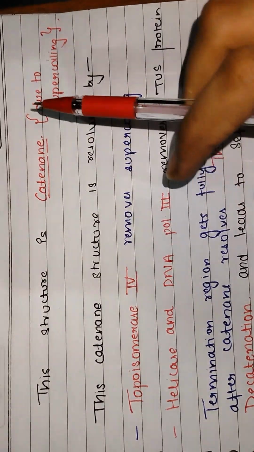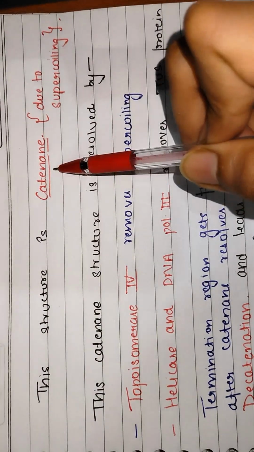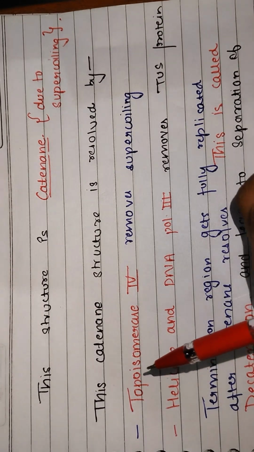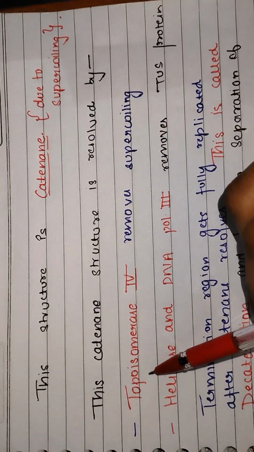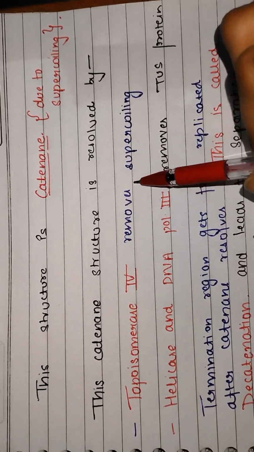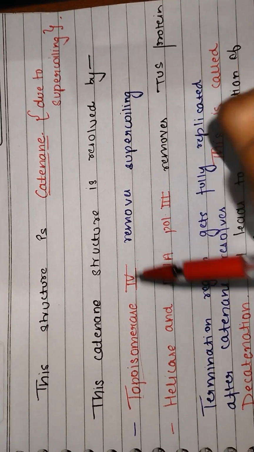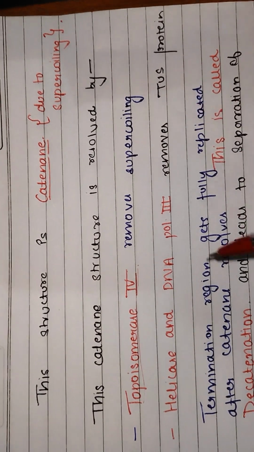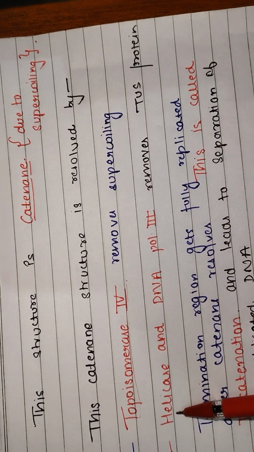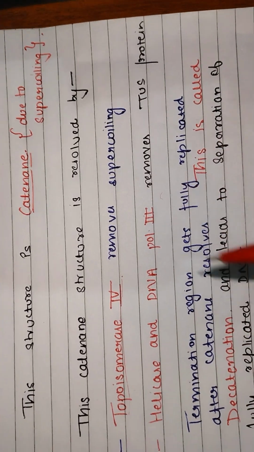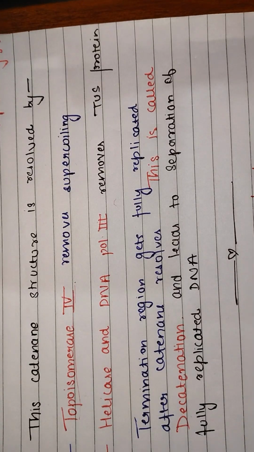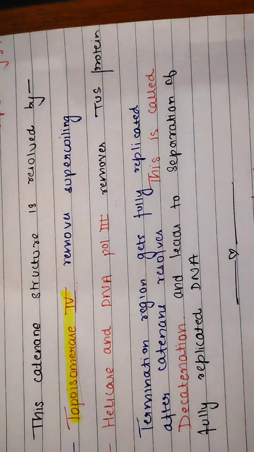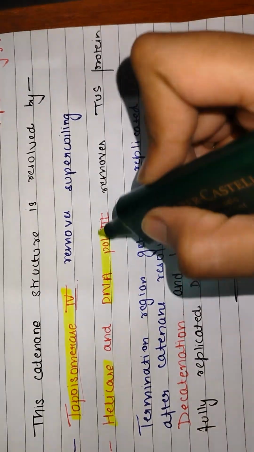Due to supercoiling, a structure called catenane is formed. This structure is supercoiled. The catenane structure is resolved by topoisomerase 4, which removes the supercoiling of the DNA. The TUS proteins are removed by helicase and DNA polymerase 3. So the supercoiling gets removed by topoisomerase 4 and the TUS proteins are removed by helicase and DNA polymerase 3.